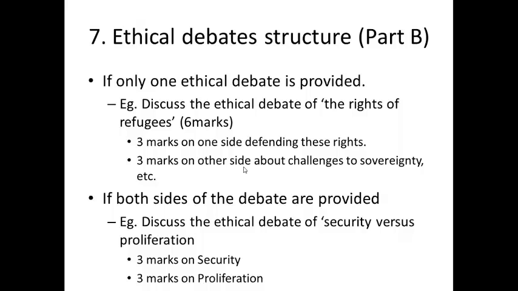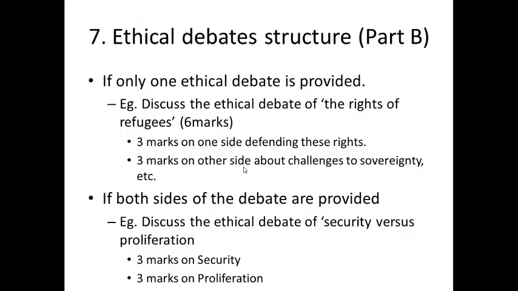Alright. One more thing about ethical debates. As you can see over here, some of our ethical debates have just one word. So rights of refugees just has one thing. If that's the case, you're just doing 3 marks on the positive, why we should protect the rights of refugees, and then 3 marks on the other side of the argument, why we shouldn't protect the rights of refugees. So if they give you one which is just a one-word thing, like mechanisms of threat reduction, we haven't done it, but it's the same thing.